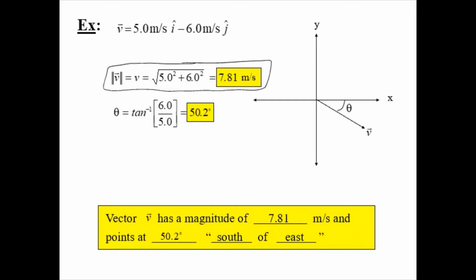Now, what angle does vector v point? Well, remember, to get the working angle back, the smallest angle between the vector and the x-axis, I take the size of the y component, which is 6, and divide by the size of the x component, the i component, which is 5. So I get 6 over 5, and when I take the inverse tangent of that fraction, if I'm in degree mode, my calculator will return an angle of 50.2 degrees.